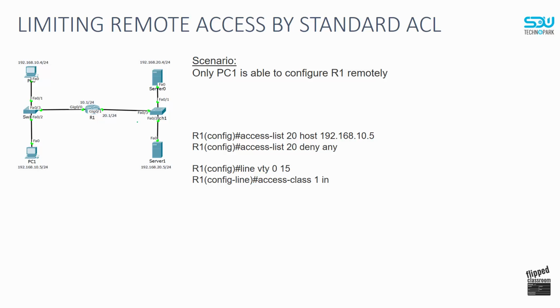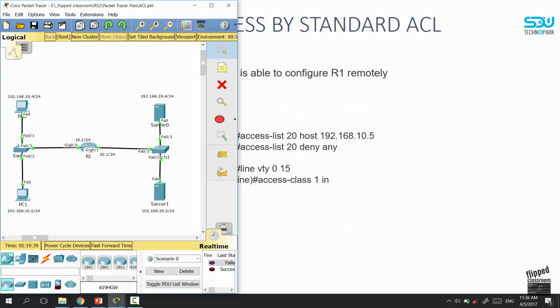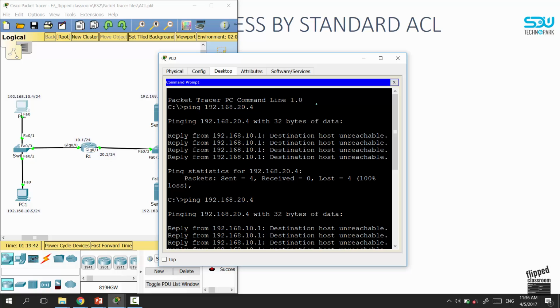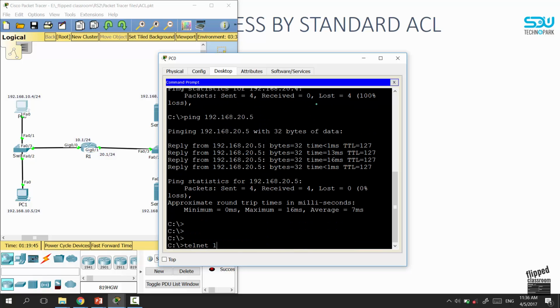Well, another situation where your ACL can be used. The standard ACL can be used to limit the remote access to equipment for making the configuration of that equipment. Alright, so in our scenario, only PC1 is able to configure router 1 remotely by IP address, but other equipment cannot. First of all, let's take a look at our topology, and let's try to have a telnet connection to our router, so our router IP address is like this, 10.1.